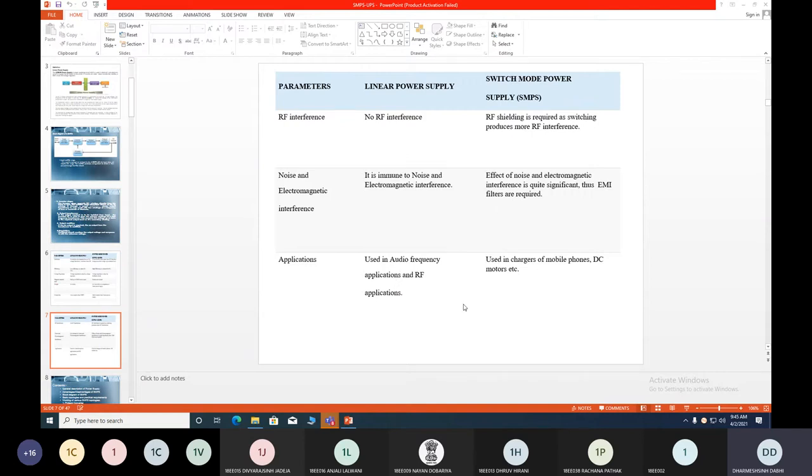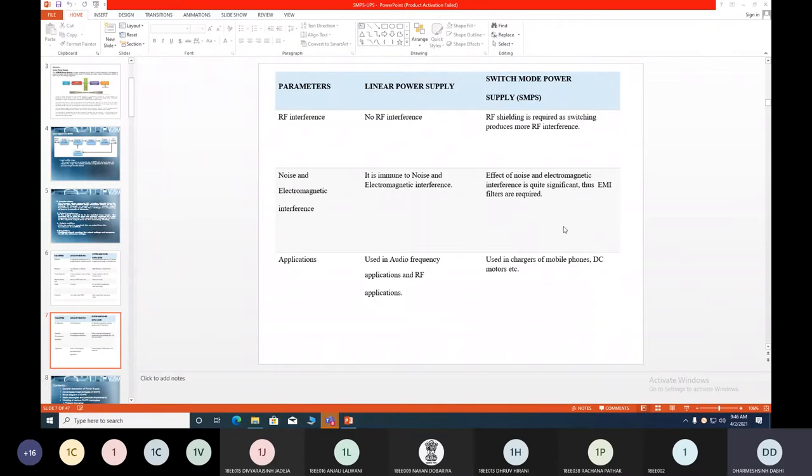But you cannot use the SMPS for audio and radio frequency applications, because it operates at a high frequency. If the frequency of the SMPS matches the radio or audio frequency, that may create noise in the circuit. So generally we use the SMPS in mobile phone chargers, DC motor drives, personal laptops or computers, in most electronic circuits. In space vehicles also, we use this type of power supply.